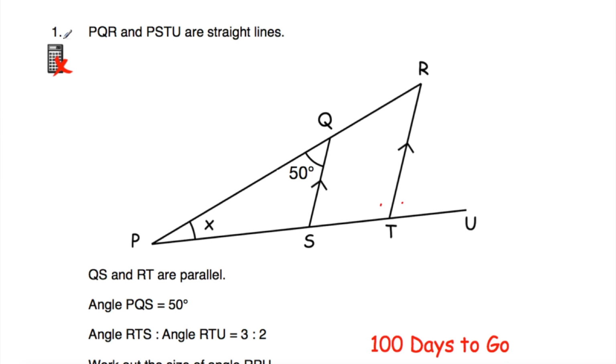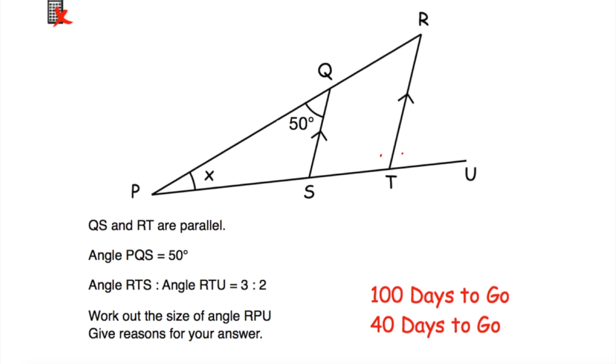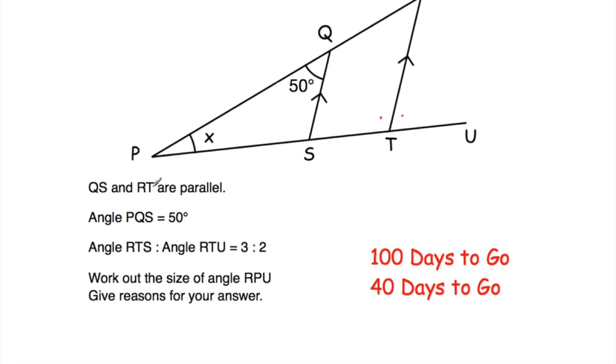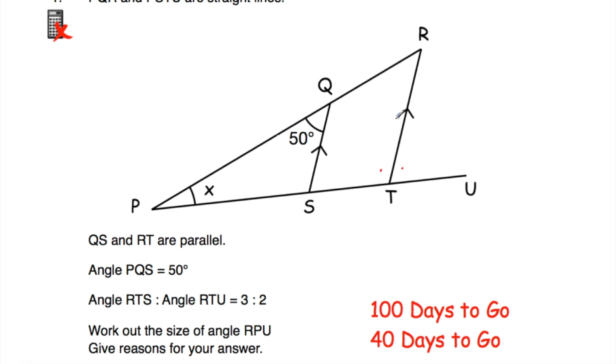Okay, so let's have a look at question number 1. We've got this large triangle, PRT, and then the smaller triangle, PQR, and we've been asked to find the size of angle X. We were told that angle PQS is equal to 50 degrees, so this angle here is 50 degrees. You can see we've got two pairs of parallel lines, so this line's parallel to this line. That means this angle is corresponding to this angle, so this angle up here would be 50 degrees also.